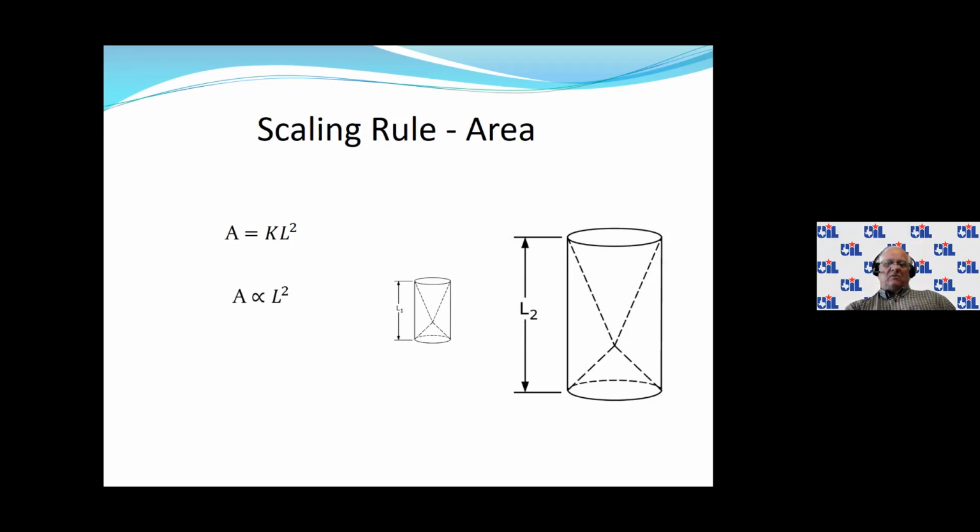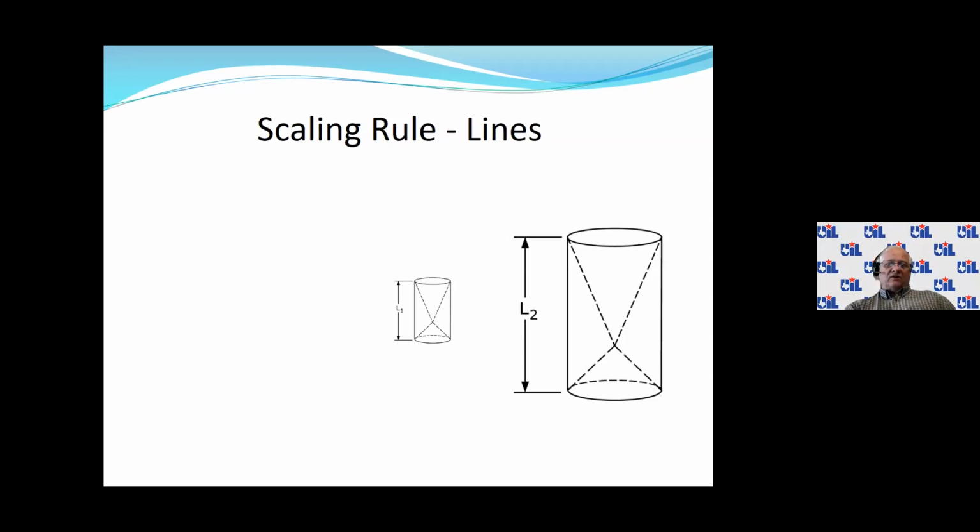And I can do the same thing. I can write it as a proportionality or as a ratio. And so if I know one area on one figure, and I know two lengths, one on each figure, then I can calculate the new area, just the same way I did the volume.